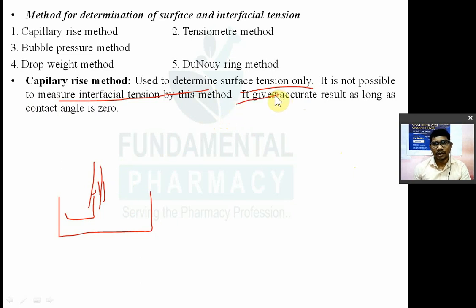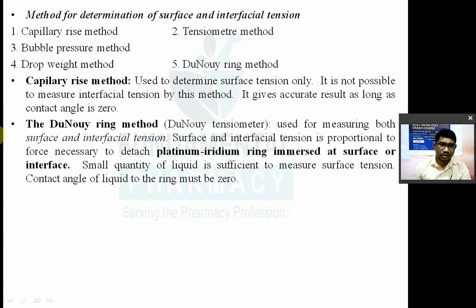It gives accurate result as long as the contact angle between the liquid and capillary is zero. Contact angle जब तक zero है तब तक accurate result देगा. Second, Dunoy ring method. Dunoy ring method, इसके ऊपर 2-3 बार क्वेश्चन आ चुका है एटलीस्ट.